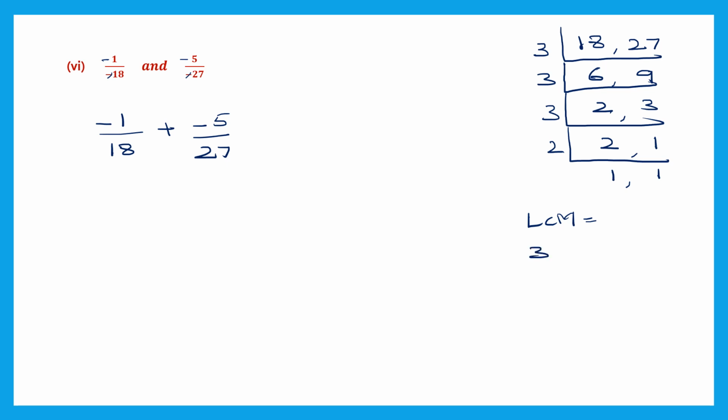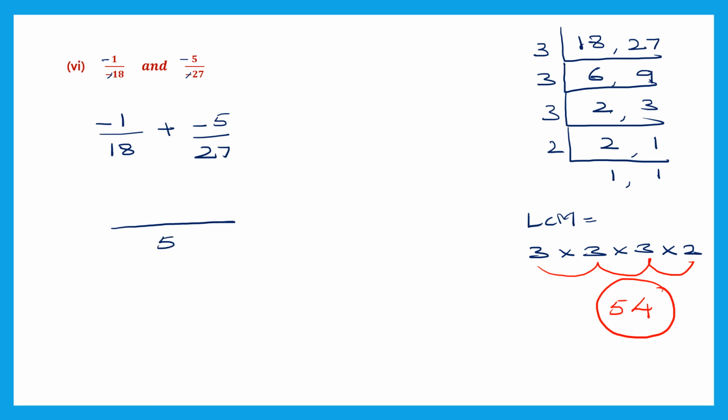LCM is 3 into 3 into 3 into 2. So let's multiply that. 3 3's are 9, 9 3's are 27, 27 into 2 is 54. So what is our LCM? 54. So let's use 54 as a common denominator. So here we have 54.